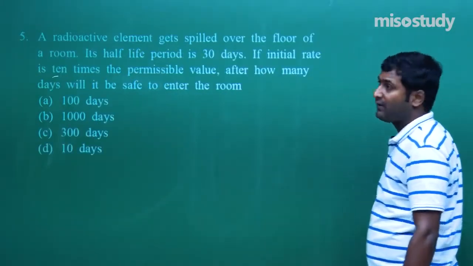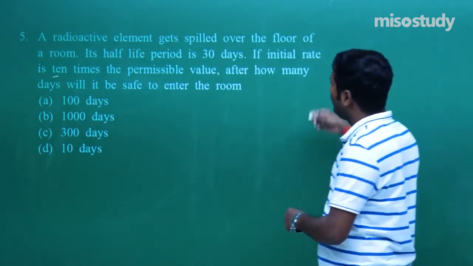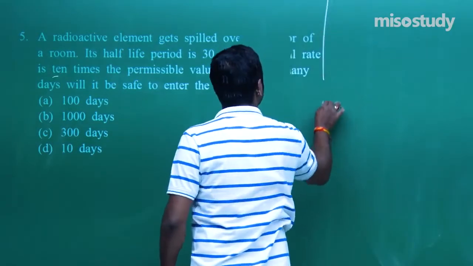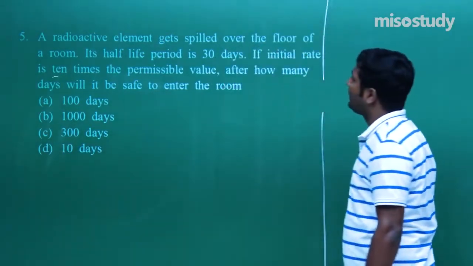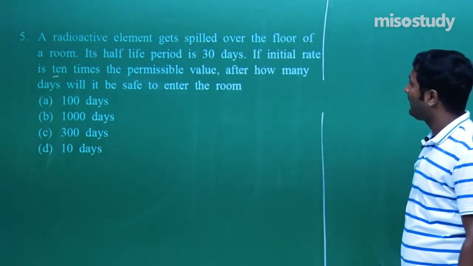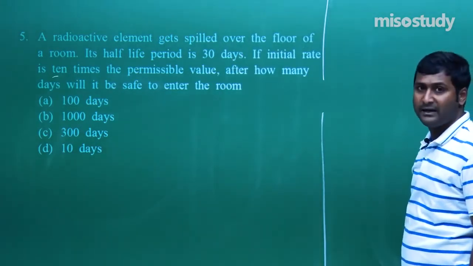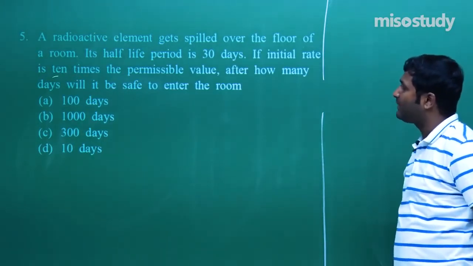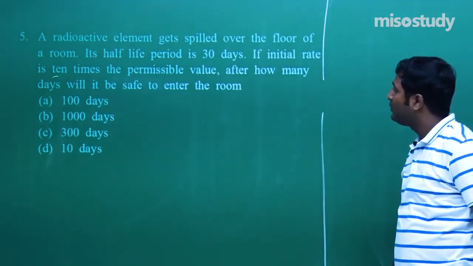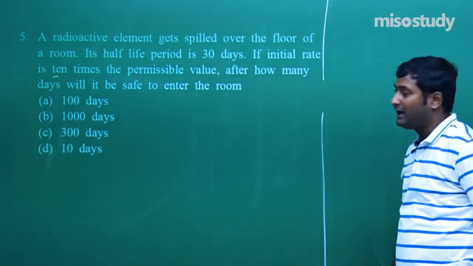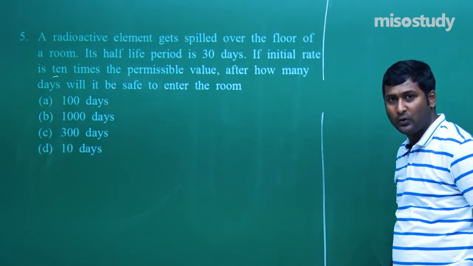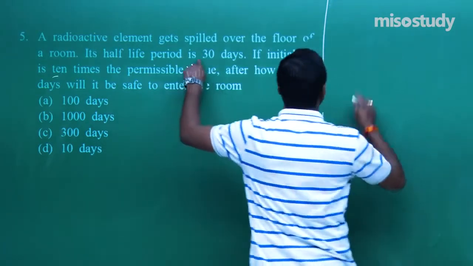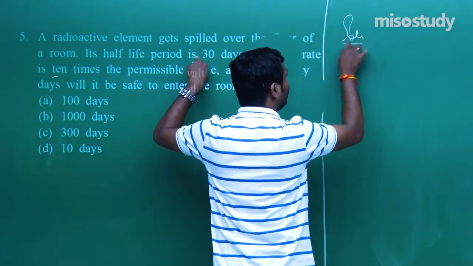Now question number 5. A radioactive element gets spilled over the floor of a room. Its half-life period is 30 days. If the initial rate is 10 times the permissible value, after how many days will it be safe to enter the room? Clear to you? Now how to solve such a question? Read the question carefully. Read the data here.